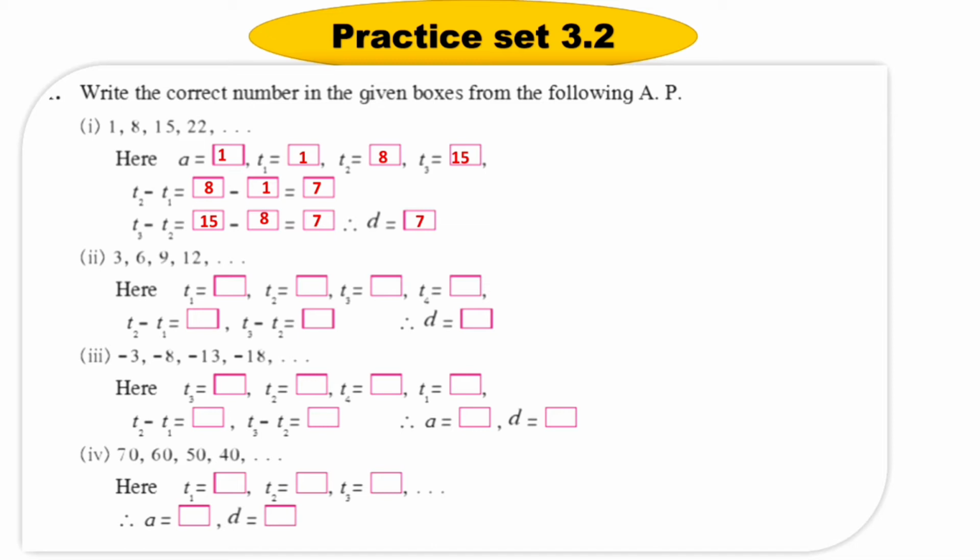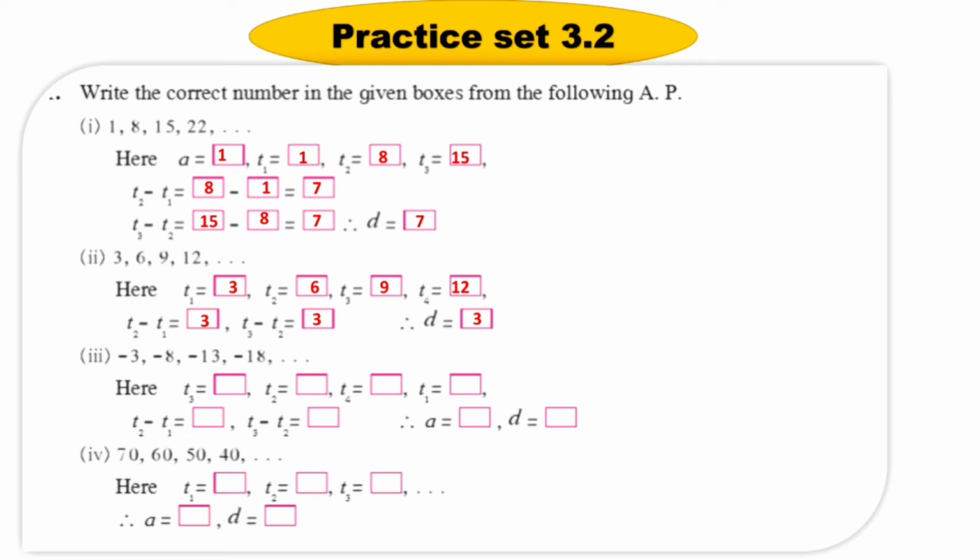Okay. The second one is given 3, 6, 9, 12 are in the AP. So your T1 value is 3. T2 value is given 6. The third term is given 9. The fourth term is given 12. Now again T2 minus T1 is given. So T2 value is 6 minus 3. Directly only one bracket is given. 6 minus 3 we get 3. T3 minus T2. T3 value is 9, T2 value is 6. 9 minus 6 we get 3. So here common difference we got 3.